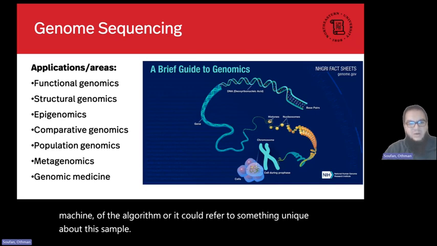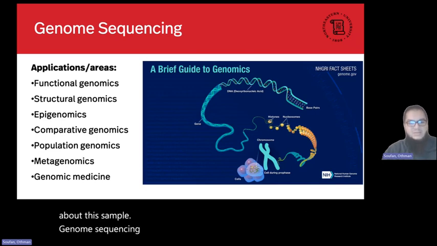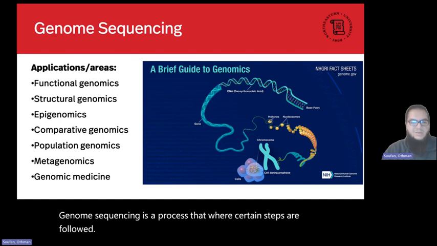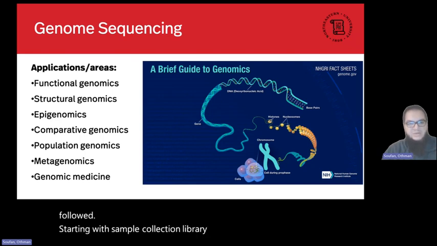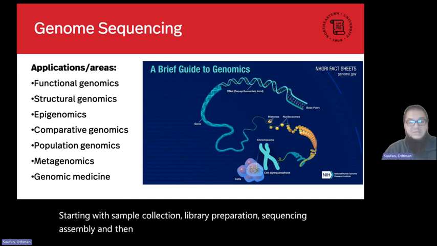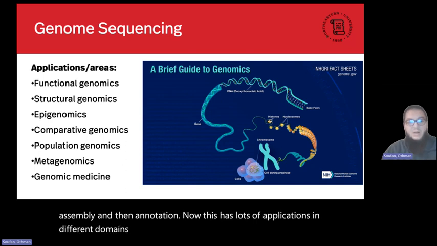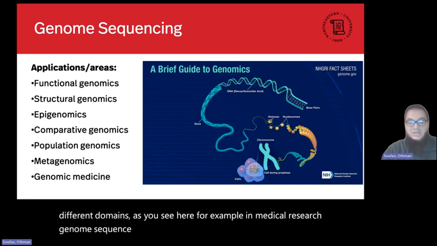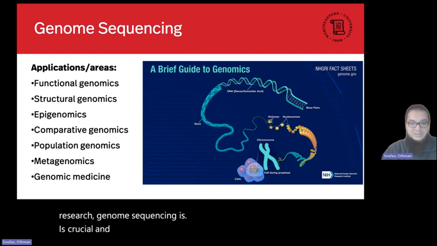Genome sequencing is a process where certain steps are followed, starting with sample collection, library preparation, sequencing, assembly, and then annotation. Now, this has lots of applications in different domains, as you see here. For example, in medical research, genome sequencing is crucial in identifying genetic variants, those associated with diseases.